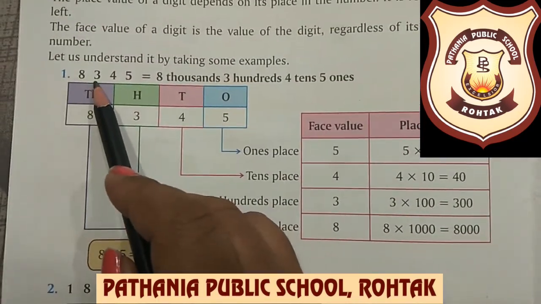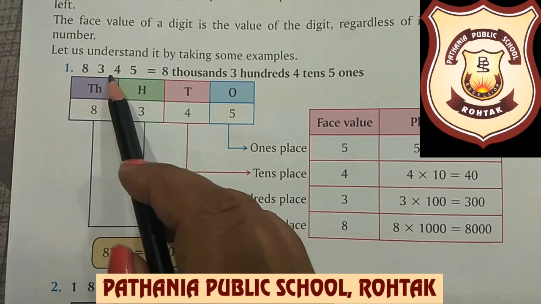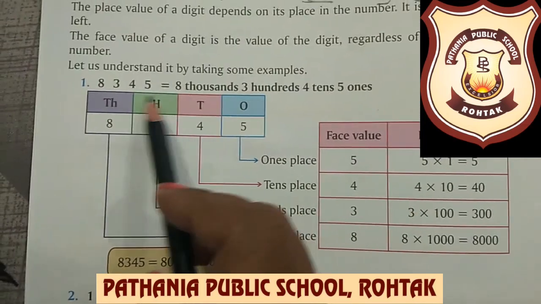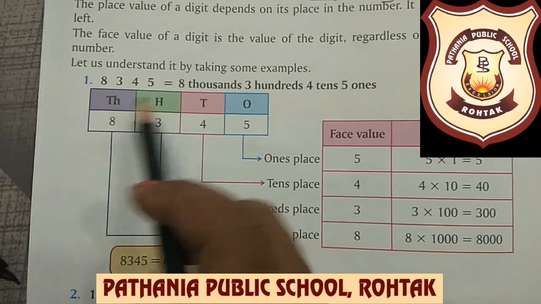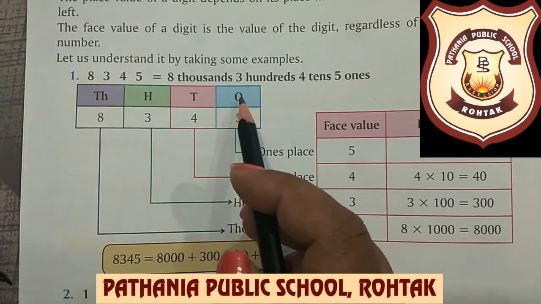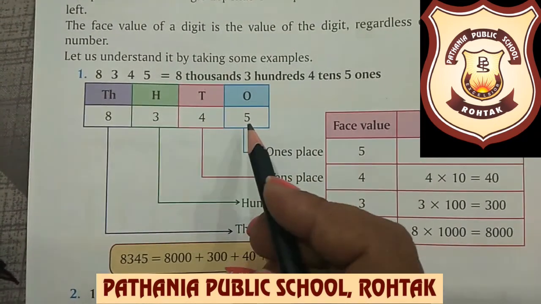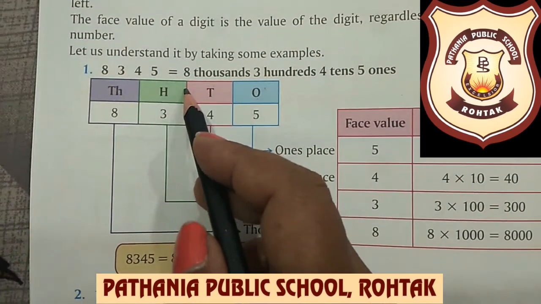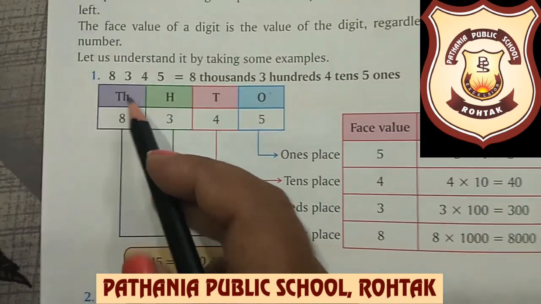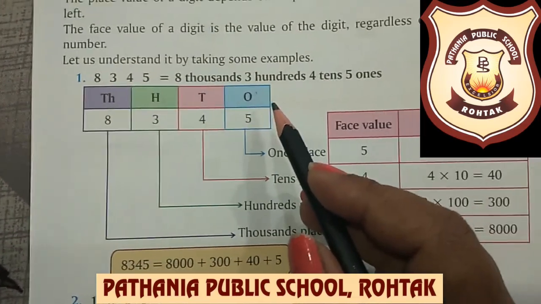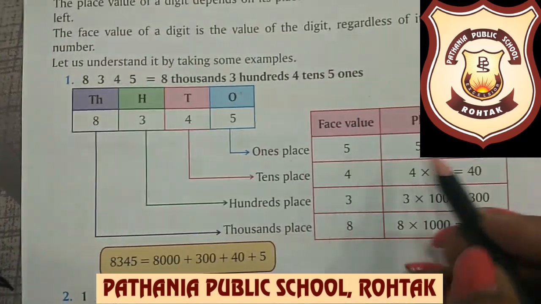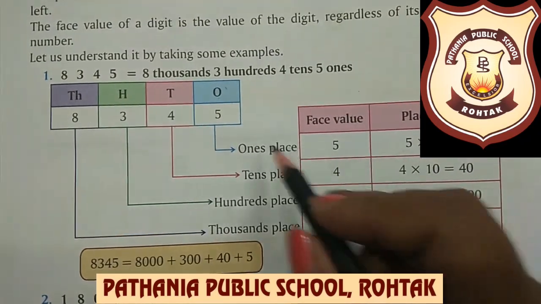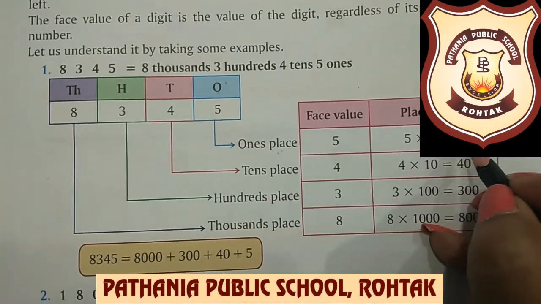See, one number is written over here: 8345. If I need to identify the place value of each digit, what will I do? First I will write their places on them. Like 5 is at ones place, 4 is at tens place, 3 is at hundreds place and 8 is at thousands place. Now beta, for ones place digit, we will multiply the digit by 1 for finding its place value.